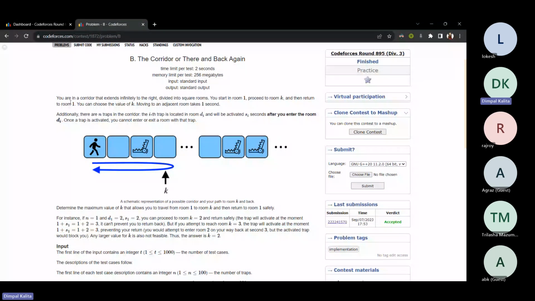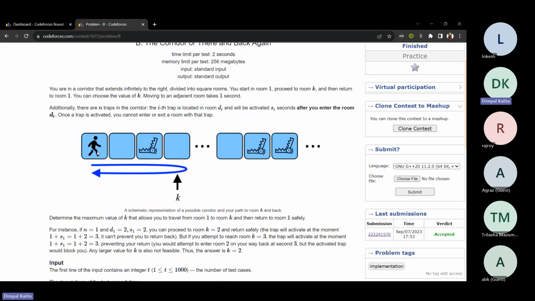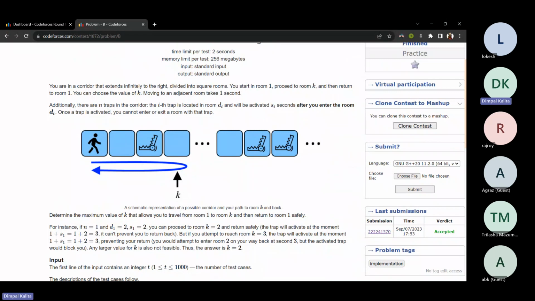In the second question, there is a corridor that extends infinitely to the right and divides into square rooms. The person starts from the first square and proceeds to room number K. He wants to maximize K, the number of rooms he can travel and return back to his initial position, room number 1, without encountering any trap.